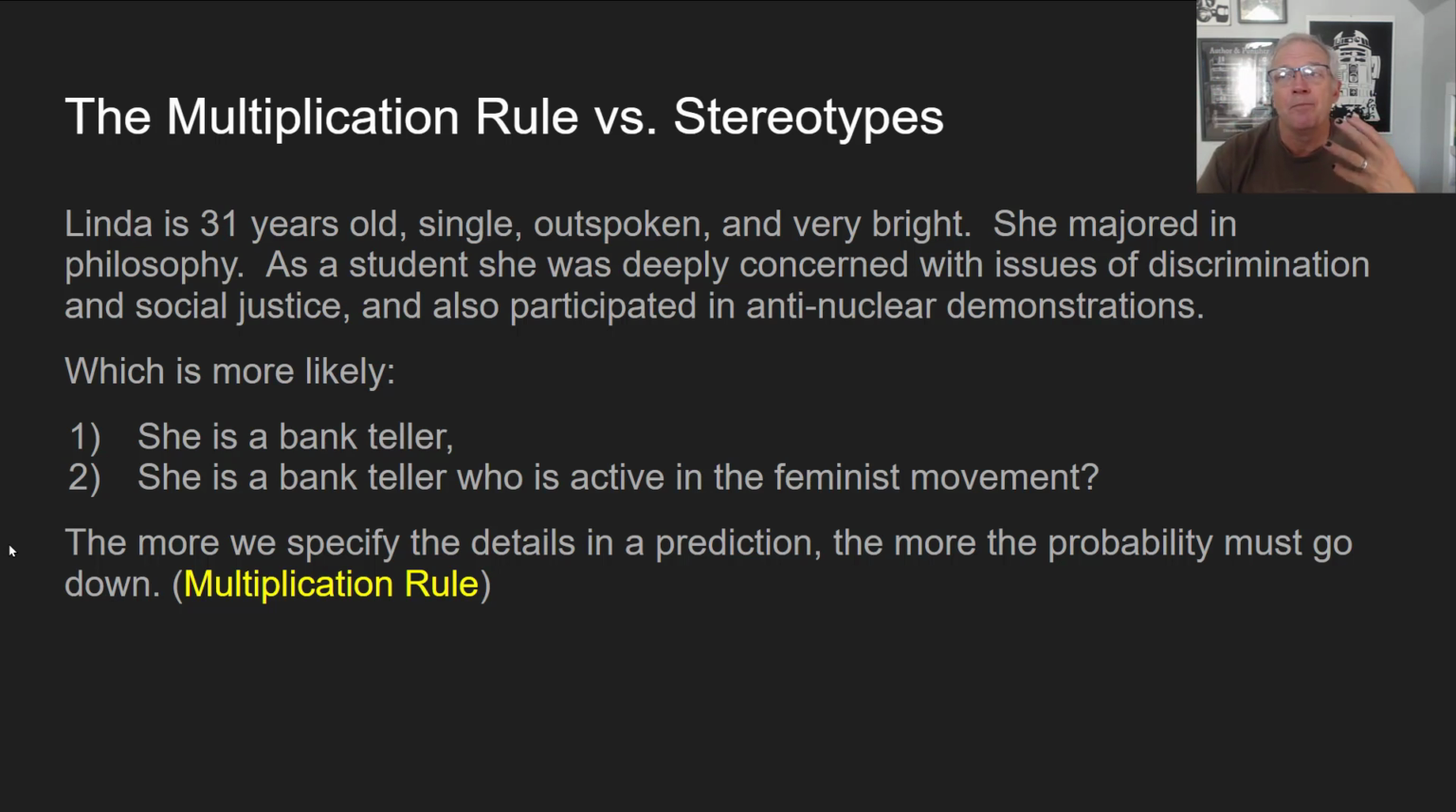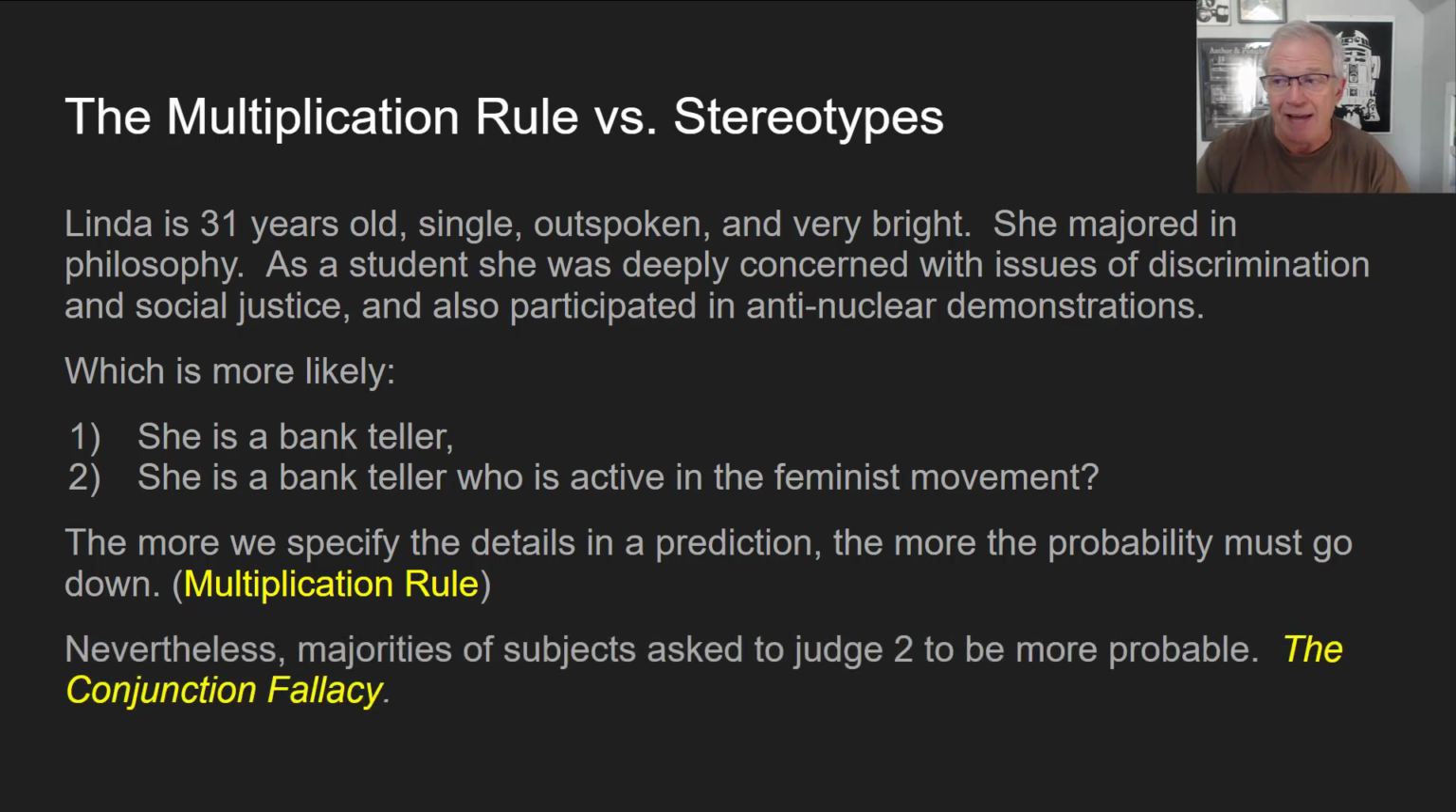But we have counter intuitions about this when the story fits. When 2 fits so nicely with the description above, we discount the fact that the odds of her being both is lower than the odds of her being just 1.